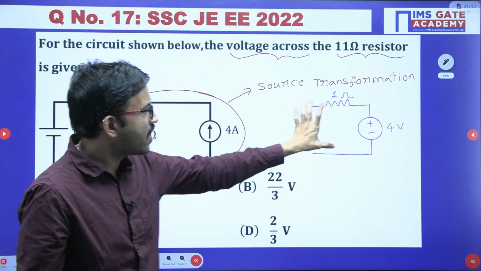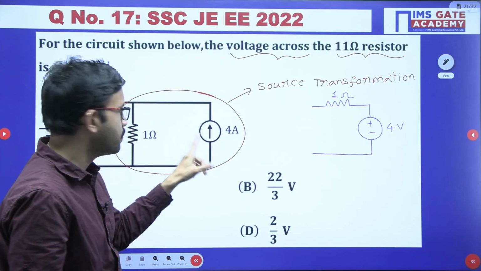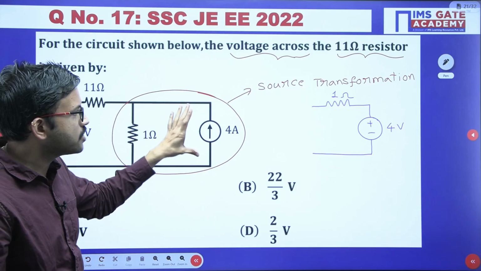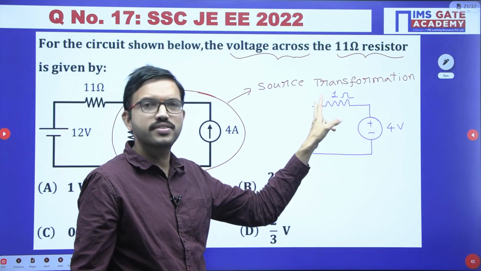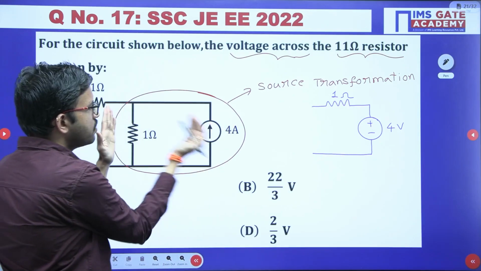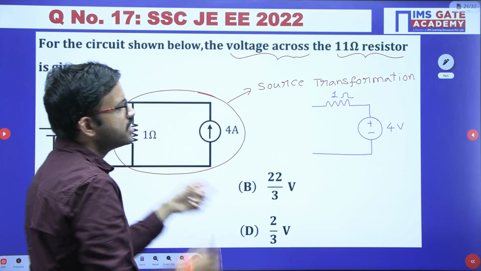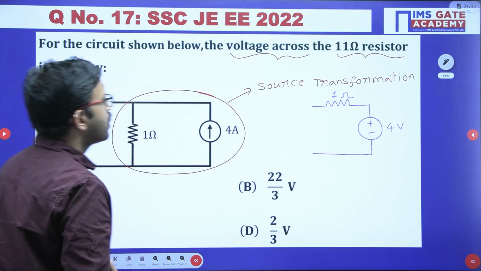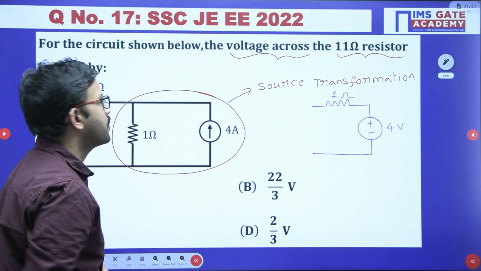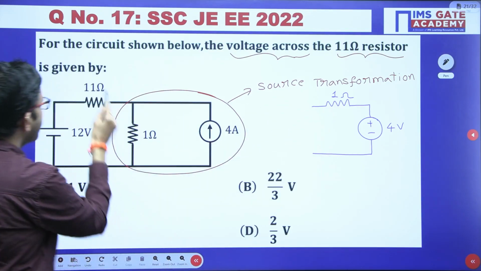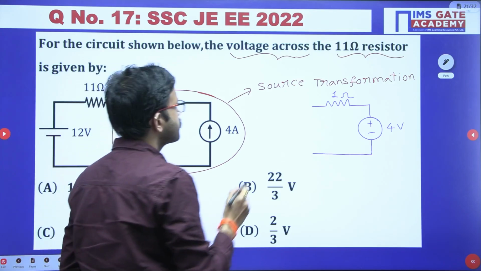Similarly, if you have this configuration and want to replace it like this, the 1 ohm resistor you consider as it is. Now the current source value is voltage divided by resistor, 4 by 1, just like Ohm's law. So a current source in parallel to a resistor can be replaced as a voltage source in series with a resistor, and vice versa. Now if you have done it like this, this entire circuit we have replaced like this. Now this part of the circuit you can represent here.